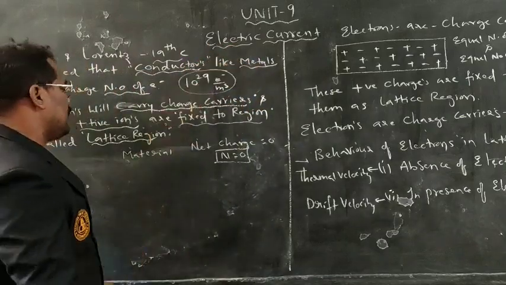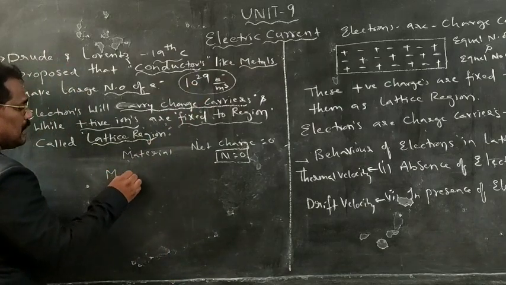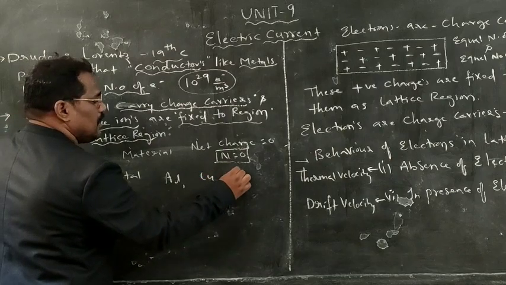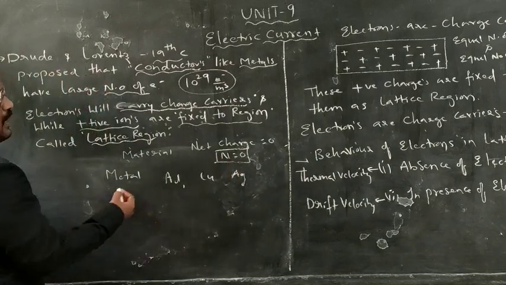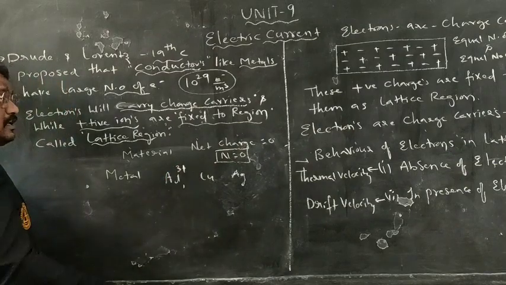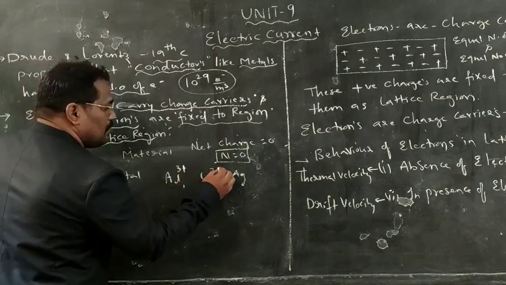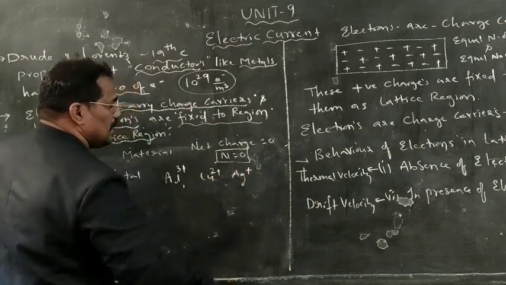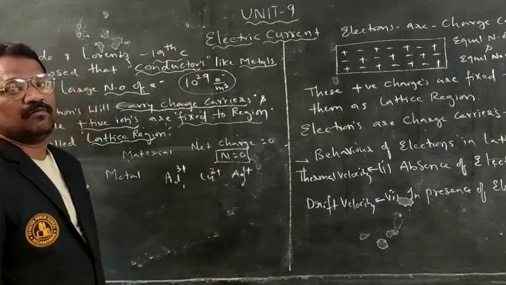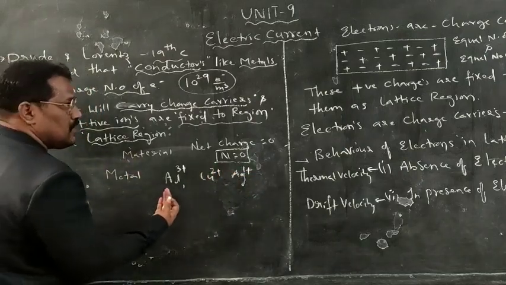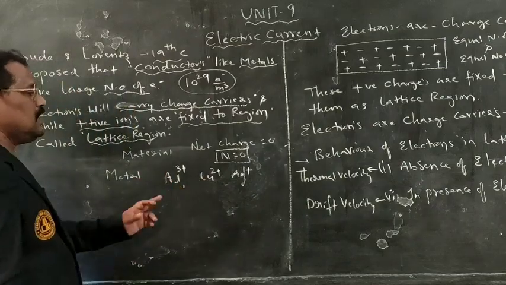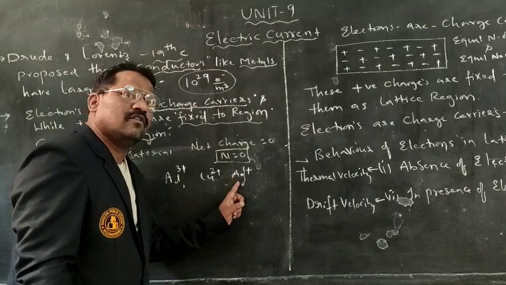Within these metals, if you go for metals like aluminium, copper, as well as silver: aluminium will have 3 electrons existing, copper will have 2, and silver will have 1 electron. The majority, the most electrons, exist in aluminium, which is plus 3. Copper will be plus 2, silver will be plus 1.